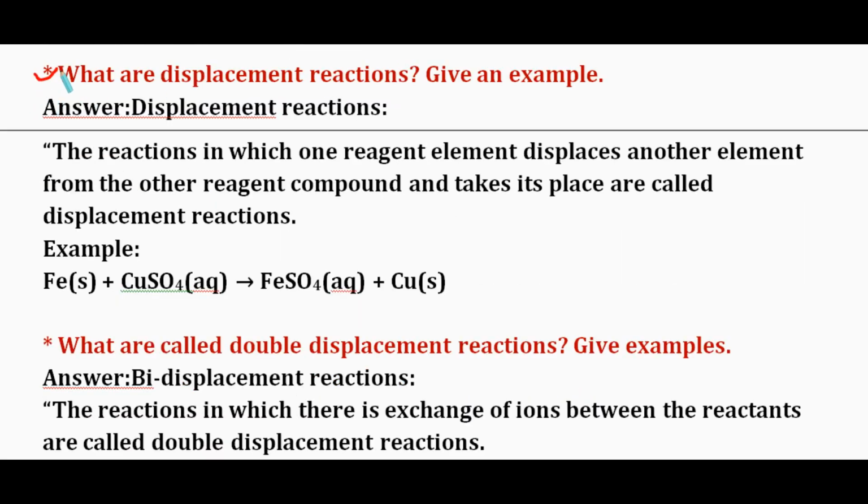Next question, what are displacement reactions? Give an example. Displacement reactions are the reactions in which one reagent element displaces another element from the other reagent compound and takes its place. For example, here is iron and copper sulfate, and iron displaces copper and it becomes ferrous sulfate plus Cu. This is known as displacement reaction.